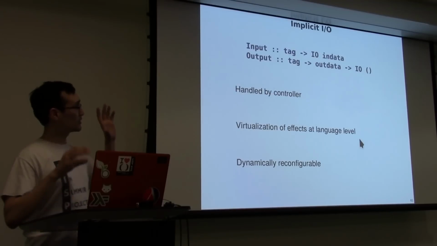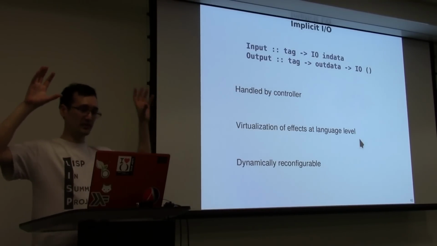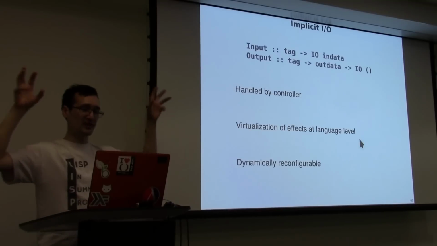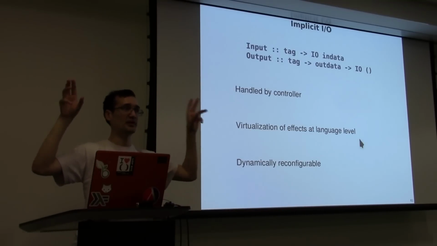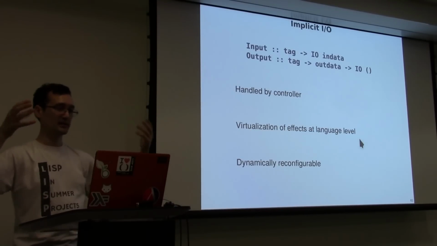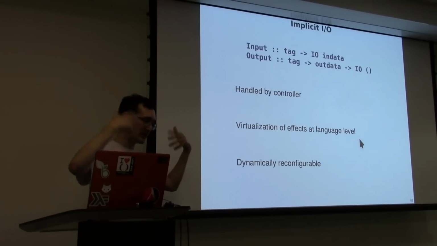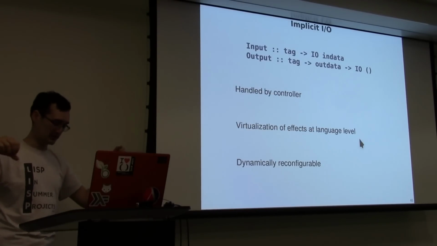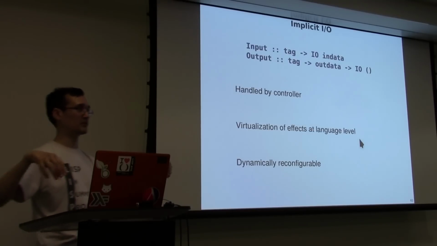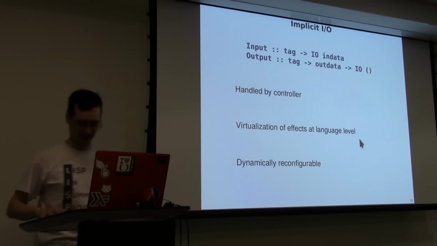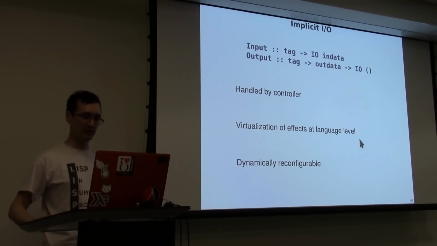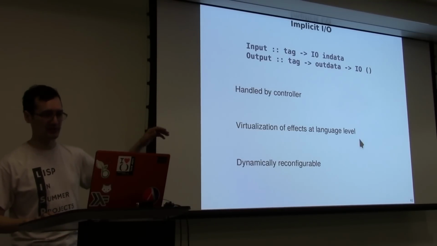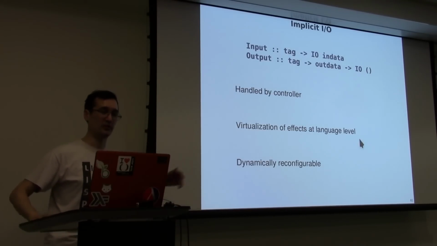And then the abstract program will just say, I need some input, or here is some output. I don't care what you do with it. And what will do the input or the output will be the controller, the meta program that handles the controller at runtime. So you can have virtualization of effects at the language level, and you can dynamically reconfigure, because the same program, when it's running, can say, I want something.